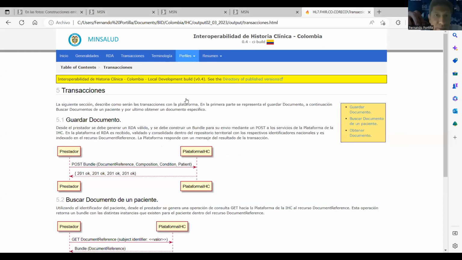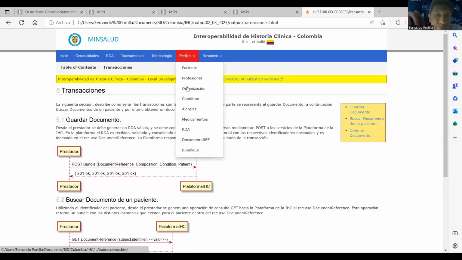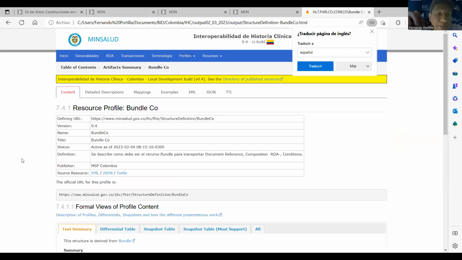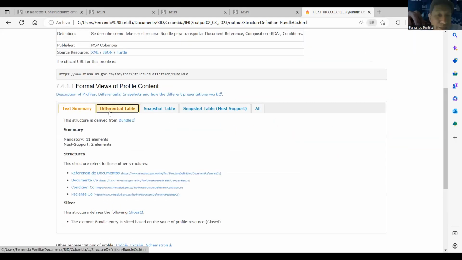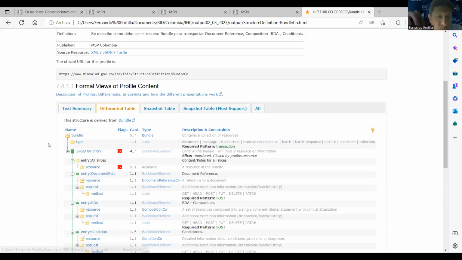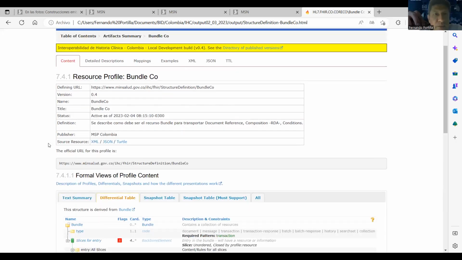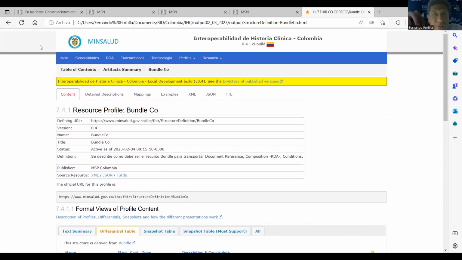This is the guide, the profiles, and basically this RDA has a composition and has some sections: medications, allergies, and diagnosis. And this is all part of one bundle, because what's actually exchanged is a document type bundle, which is what an IPS is.